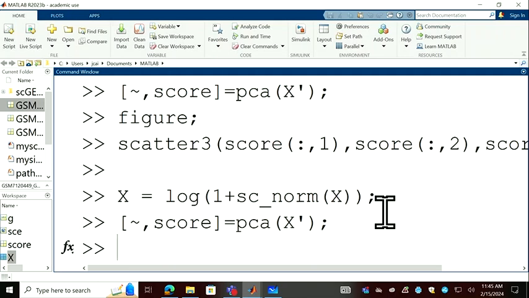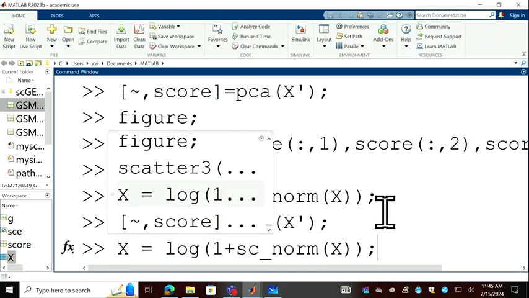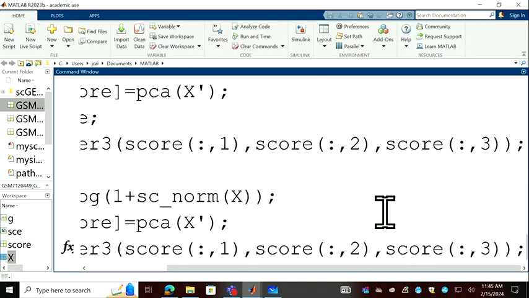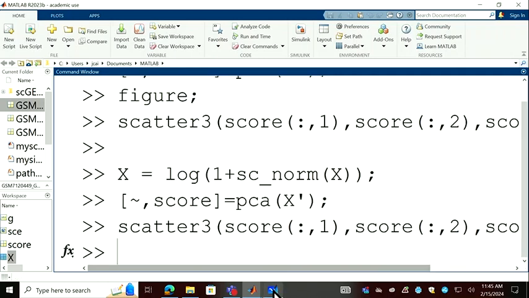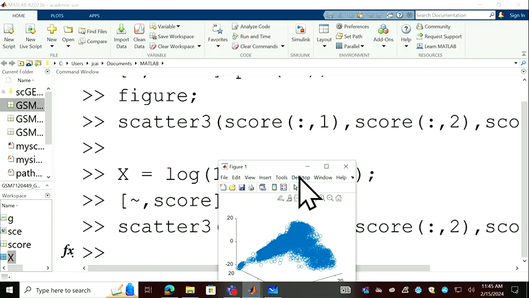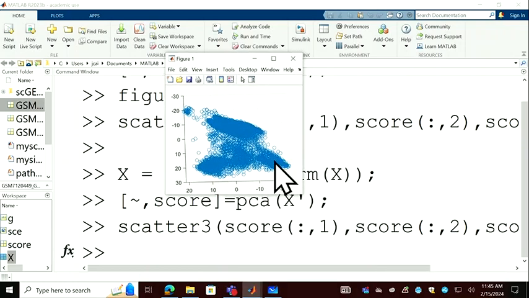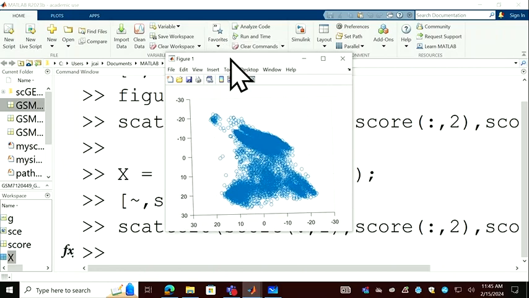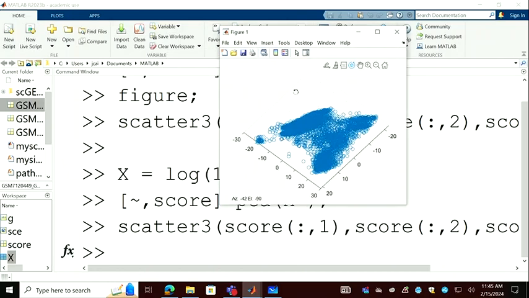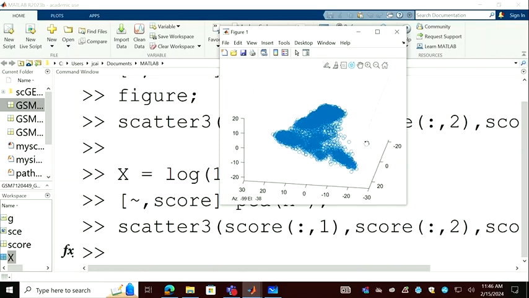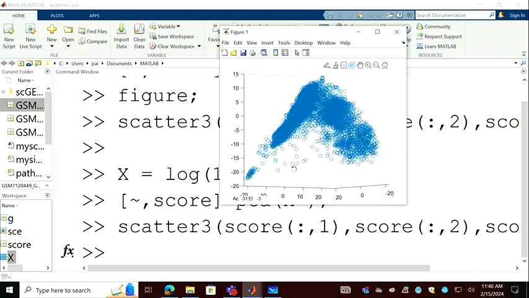Okay, the second time I use this normalized, log transformed data to run PCA, and I'm going to plot the results again. Okay, so that's my result this time. You start to see the clusters of cells, all right?